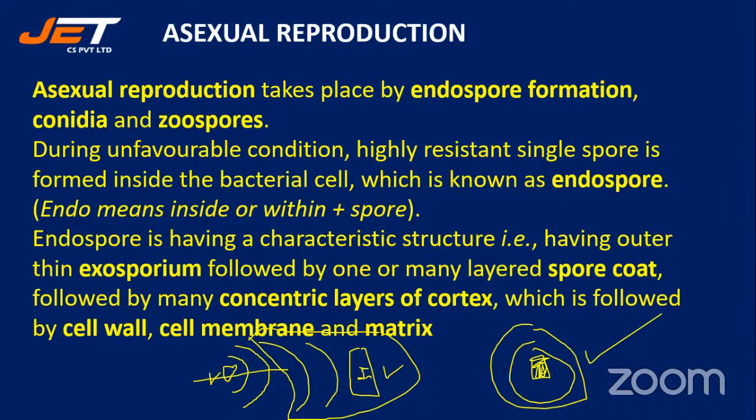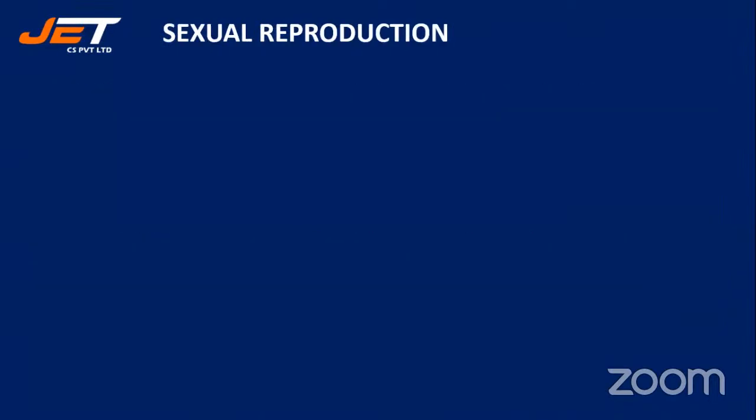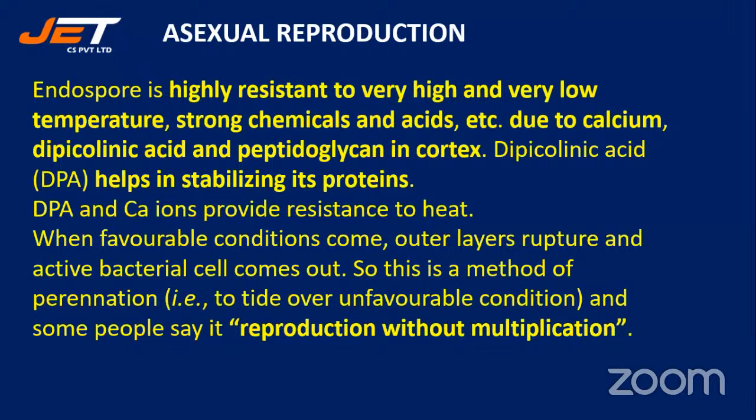This is in the favorable condition, and this entire structure is in the unfavorable condition. So the endospore is highly resistant to very high and low temperatures, strong chemicals, acids, etc., due to calcium, dipicolinic acid, and the peptidoglycan in the acid. It helps in stabilizing the protein.